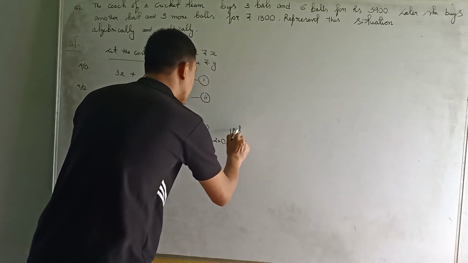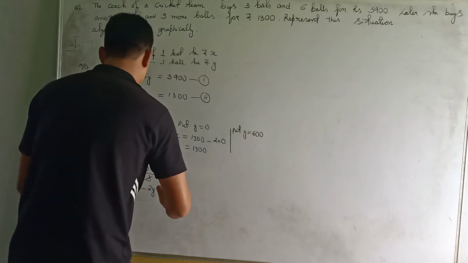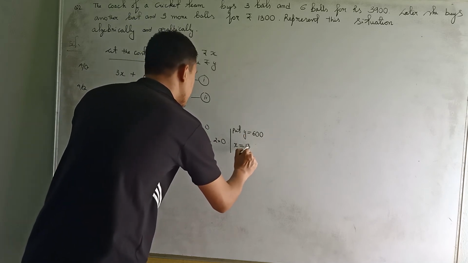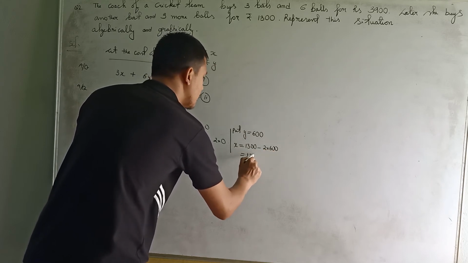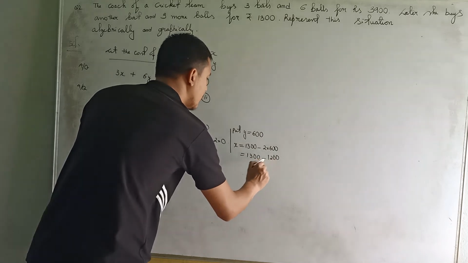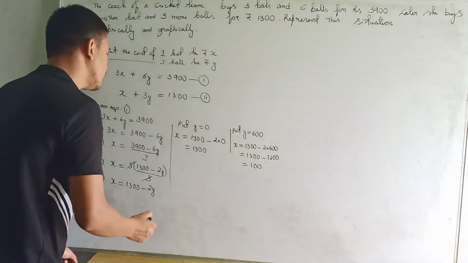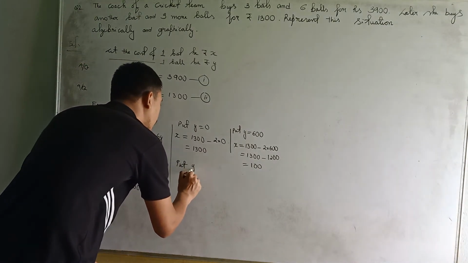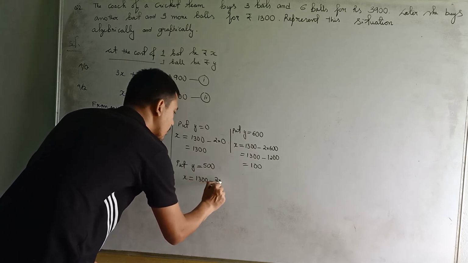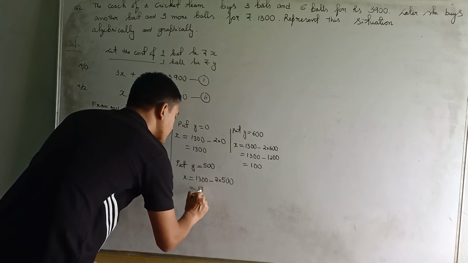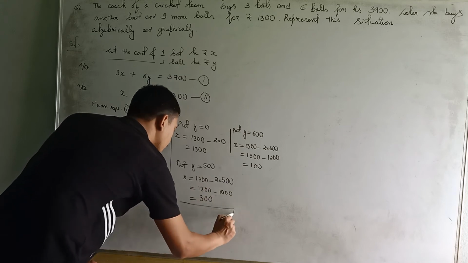I can choose y to be 600, suppose. Then your x will be 1,300 minus 2 into 600. So 1,300 minus 1,200, that is 100. I need one more value. We can take 500 now. Put y as 500. Then x will be 1,300 minus 2 into 500. So 1,300 minus 1,000, that's 300. So that's done.